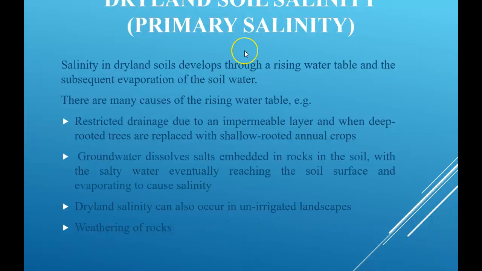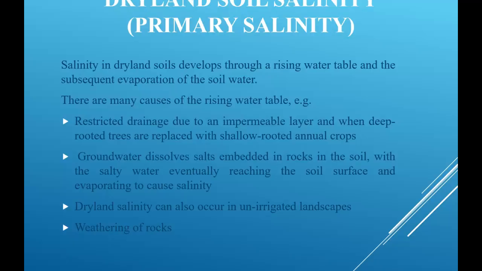So, dryland soil salinity is basically the primary salinity that develops through a rising water table and subsequent evaporation of the soil water. There are many causes of rising water table. For example, restricted drainage due to an impermeable layer, and when deep-rooted trees are replaced with shallow-rooted annual crops, as we are doing. We are removing the forest, or we are clearing the forest for agricultural purposes.